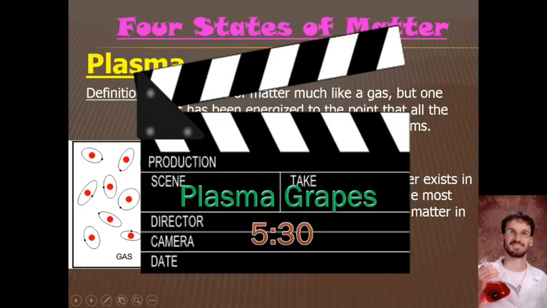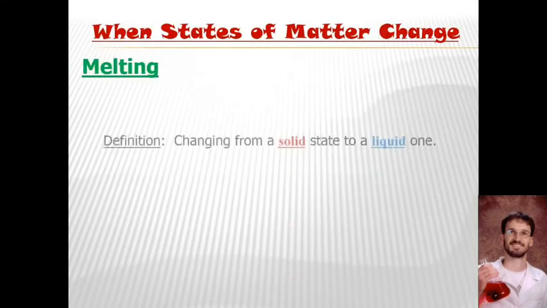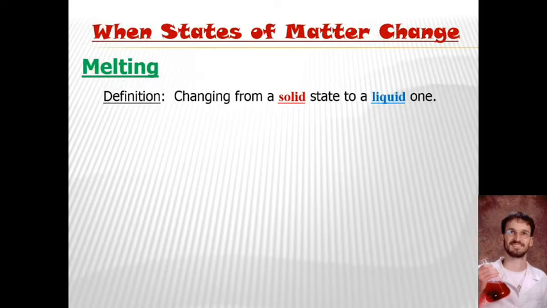What is next? All right, so we have these 4 states of matter. Well, we can move matter between them. So if we go from a solid state to a liquid one, we call that melting. So melting is anything that goes from a solid state to a liquid one. It's not just when water does it.